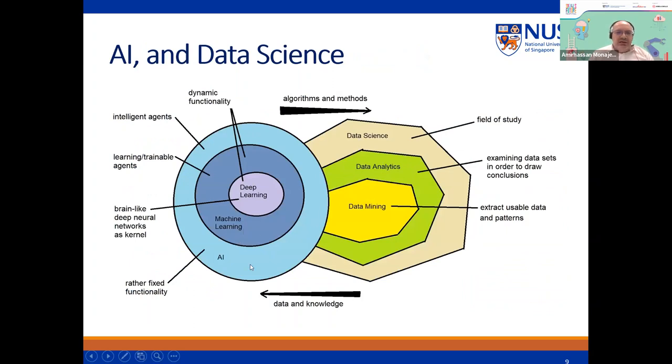This diagram shows the AI as a general subset of intelligent systems, then machine learning as learnable, trainable agents inside the family of AI, with variant functionality, with dynamic functionality, and deep learning as an important subset of machine learning, where we have got some brain-like structures to take care of complicated problems, like controlling a car in real streets or something like this. And we have got data analytics, data science. There are some strong correlations and strong relations between AI and data science that you can see in this diagram.